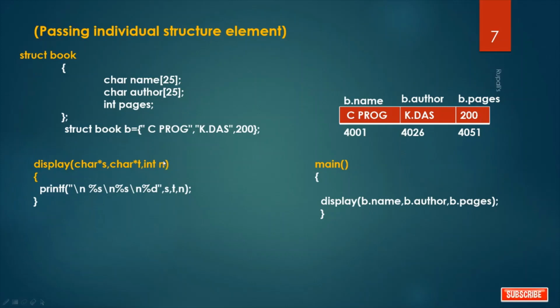So what is the value of n here? n is 200. So when we want to print, you just write s, t and n. Because you are writing percent s here, it prints C programming, and for t percent s it prints KDAS, and n is 200. So this is the program. In this way you can pass the individual structure elements to a function by pointer.